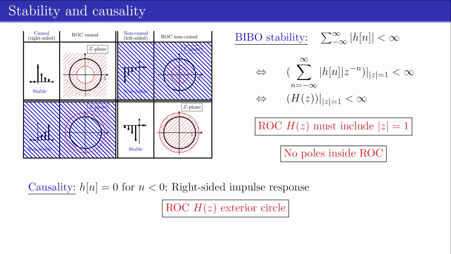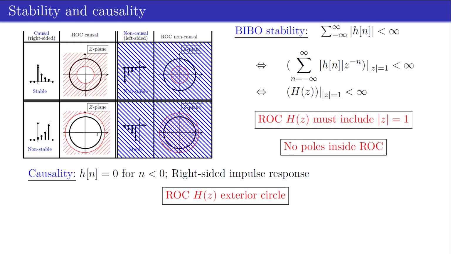Furthermore, we have seen in the module systems that causality implies that the values of the impulse response h[n] are 0 for negative indices n. In other words, the impulse response must be a right-sided sequence. From the module Z-transform, we've seen that the Z-transform of such a right-sided sequence has a region of convergence which is outside a circle, which excludes the two indicated sequences out of the four possible sequences.